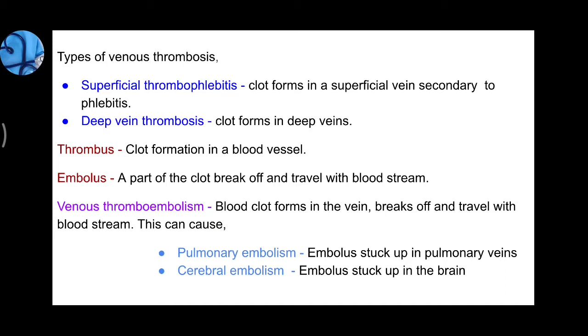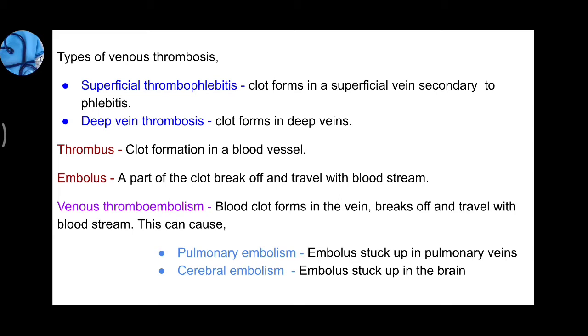Phlebitis means inflammation of the blood vessel. This inflammation may cause alteration of the vessel wall, and as a result, clots can be formed. The second type is deep vein thrombosis, where clots form in deep veins.